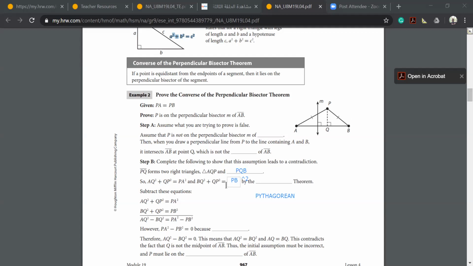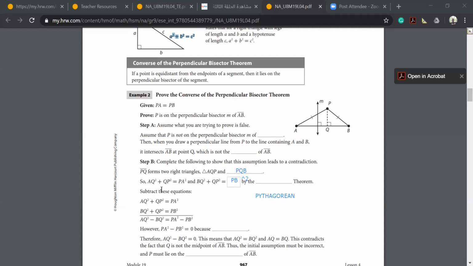PA is actually equal to PB. This was given, right? And remember that PQ is one side used in both triangles, right? Based on this, we have these two equations. We are going to do a subtraction. Let's subtract these two equations together.